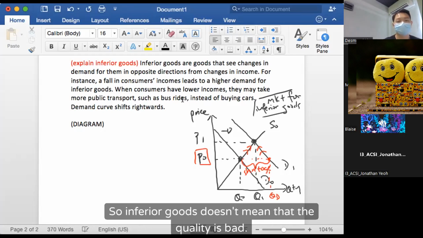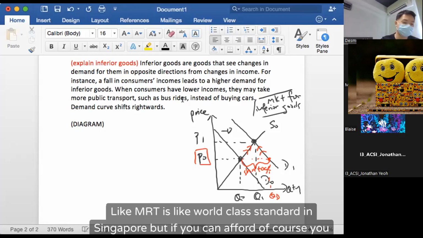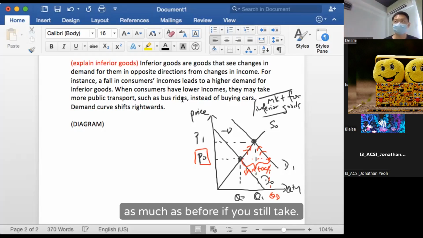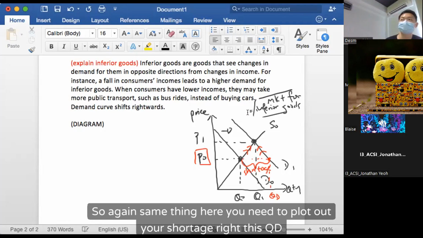Okay, so inferior goods doesn't mean that the quality is bad. Like the MRT is world-class standard in Singapore. But if you can afford, of course, you want to buy a car, right? And when you have a car, you're not going to take public transport as much as before, if you still take it. Okay, so again, same thing here.